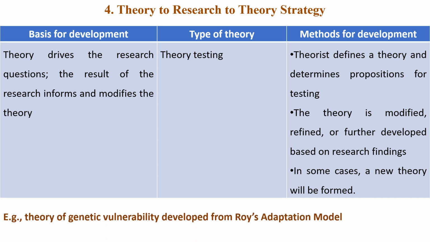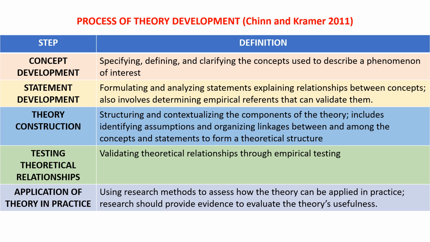Example of this theory to research to theory strategy is the theory of genetic vulnerability, which is developed from Roy's adaptation model. Process of theory development. We need to understand the different steps of theory development.